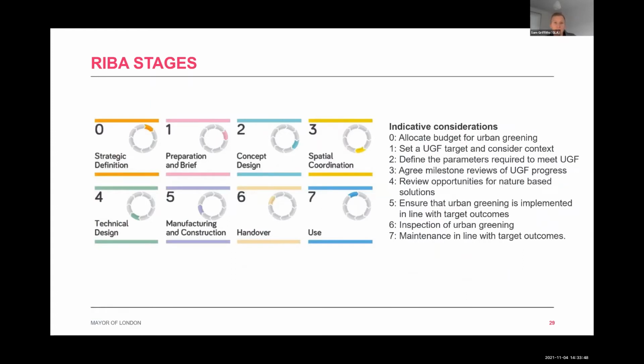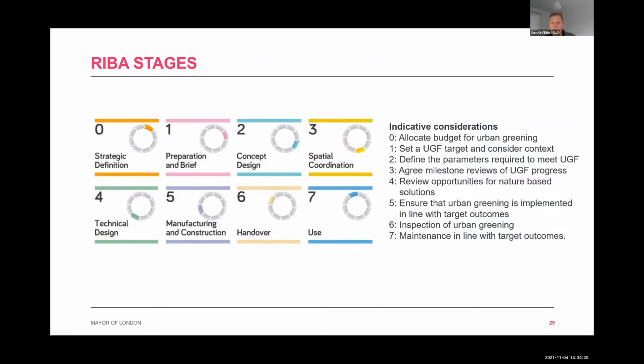And our final slide in this section demonstrates the kind of thinking that could be incorporated into the life cycle of a scheme using the RIBA work stages. So this is an indicative set of considerations, and it's not prescriptive, but to give you a flavour of the kind of conversations that should occur at each stage. During stage 0, it would be about allocating budget for urban greening from the outset. At stage 1, when we're preparing a brief, it should be setting that UGF target and considering that local context, as we went through earlier.